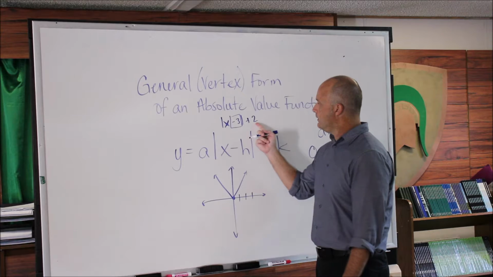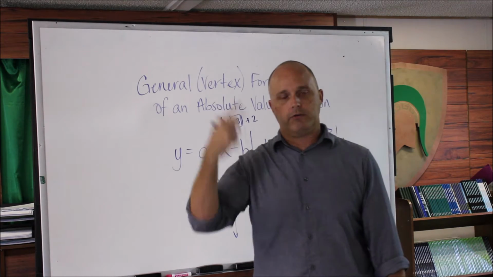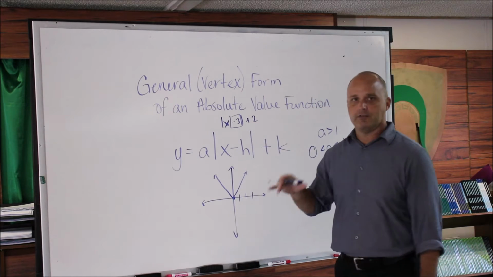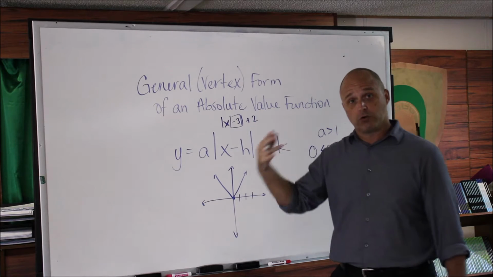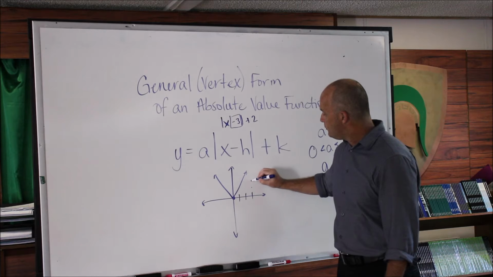Now the second part of this is the k value. The k value controls your up and down or your vertical movement. Since this k value is 2, it's going to be the same as what you see. So whatever you see here, that's what you're going to do. Since this is positive 2, you're going to move up 2 units.